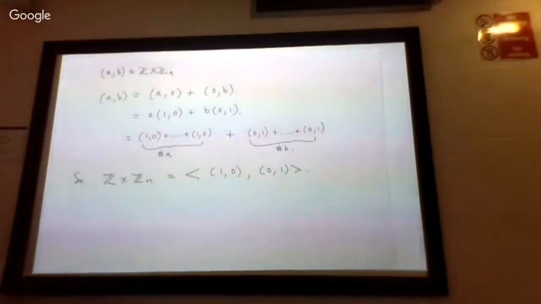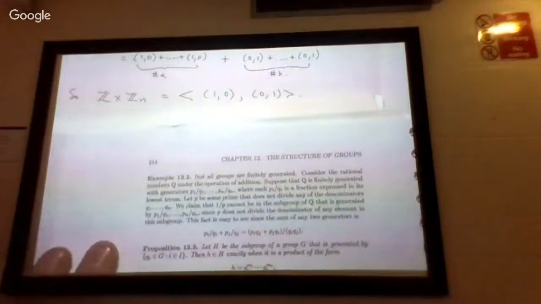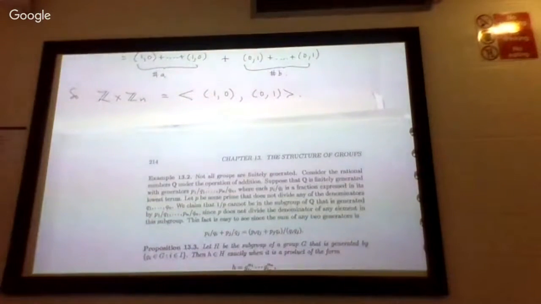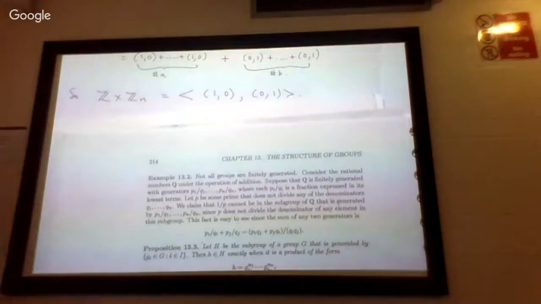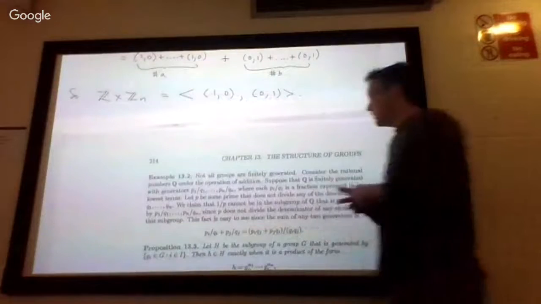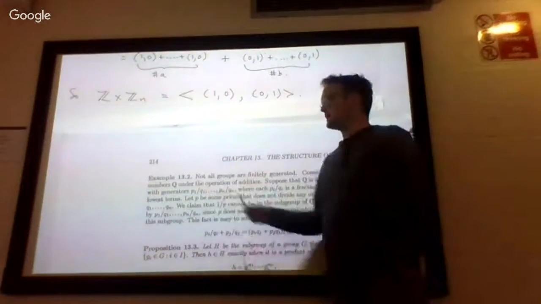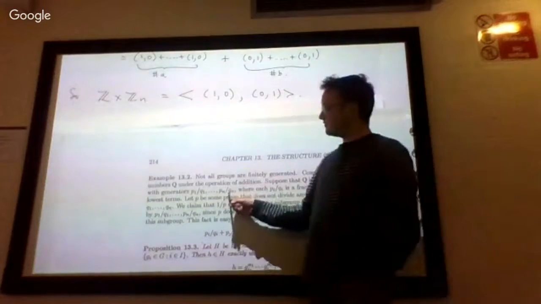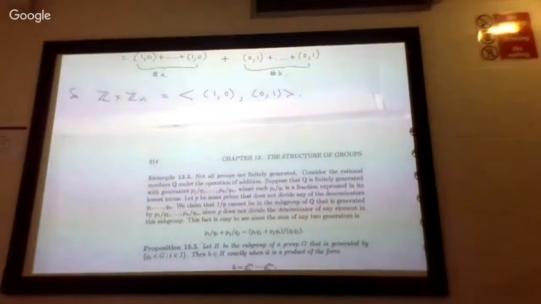But the next example nicely complements that. We can also have examples of infinite groups which are not finitely generated, where you can find no finite set of generators. An example of that is the rationals under addition. We think of the rationals as fractions of integers. You can quickly do a little proof by contradiction here. Suppose that Q was finitely generated, so suppose there was some finite bunch of fractions which is going to generate every rational number under addition.